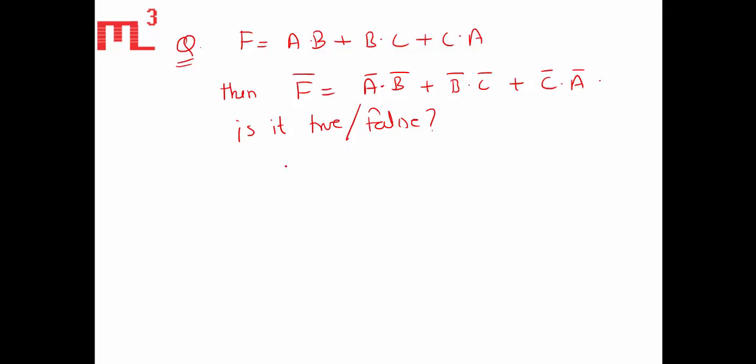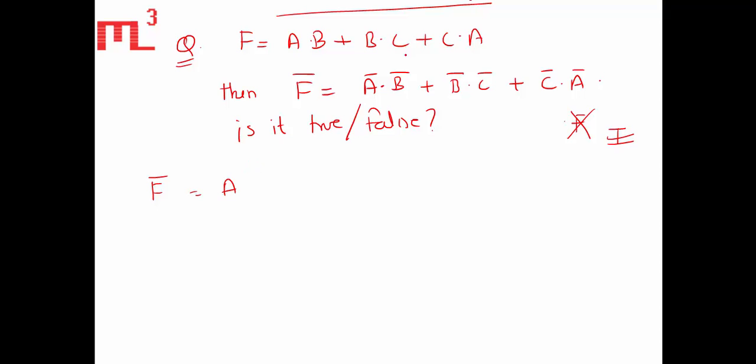Now if you give it some time and figure out this question, most of you, if you keenly observe, will get the answer false. False. But this is the wrong answer. The answer is true. See how. F bar would be, let's try to solve this question. But how will you get F bar? F bar means bar of this whole term. Bar of this whole term.